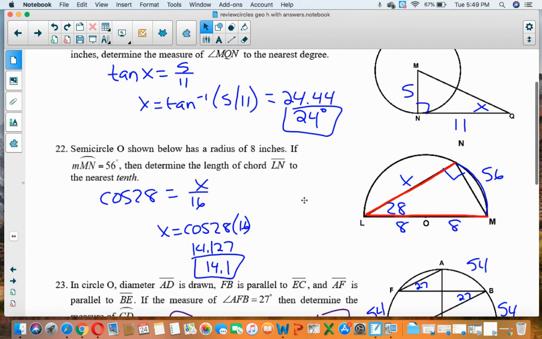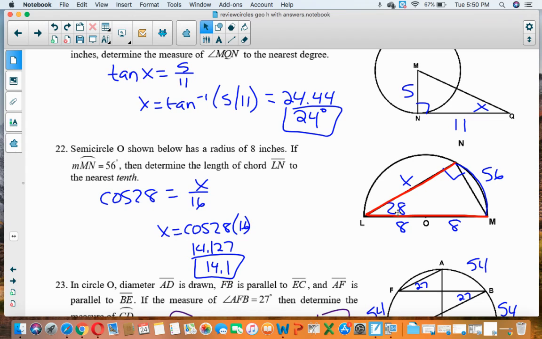On 22, again, I'm using trig because I have a right triangle that's inscribed in a semicircle, so this is a right angle, and I'm trying to find the length of chord LN. So I'm going to use cosine because I know this right here. This is 8 and this is 8. They tell me the radius is 8, so I'm just going to double that. So that whole hypotenuse is 16.